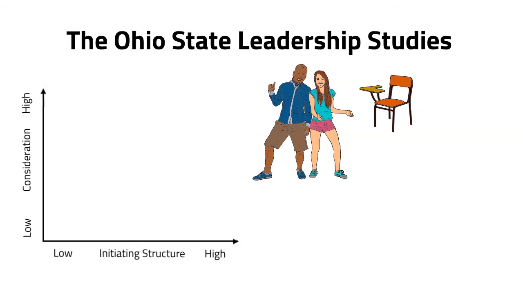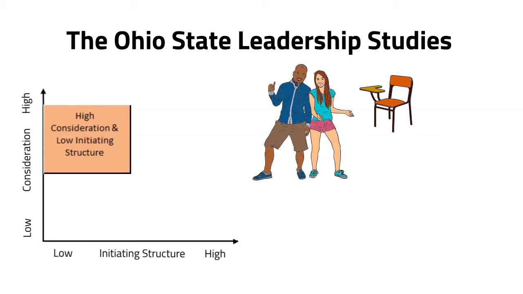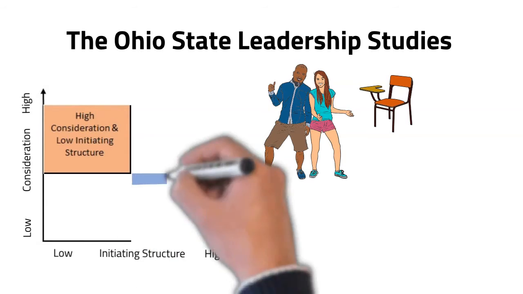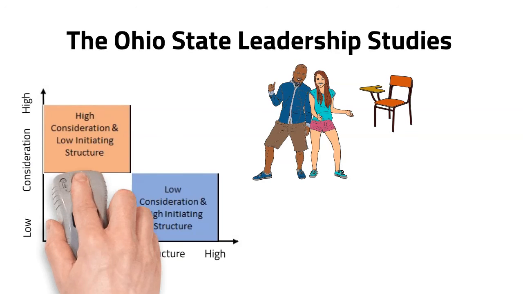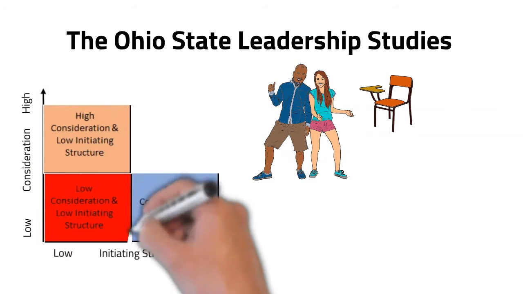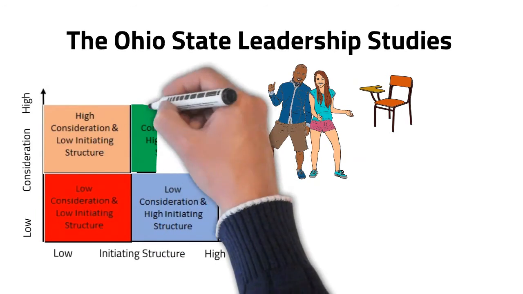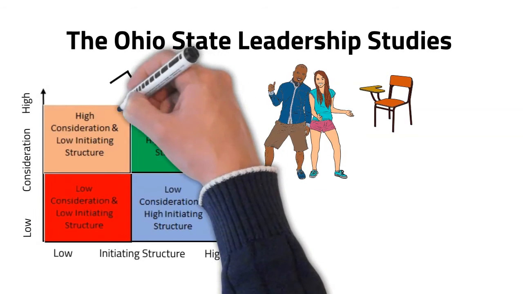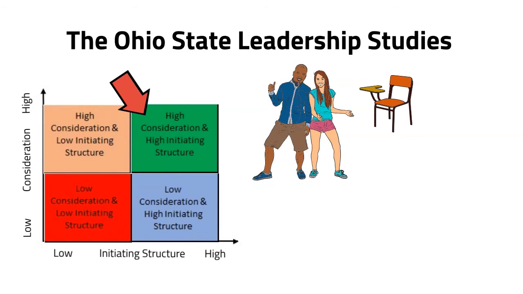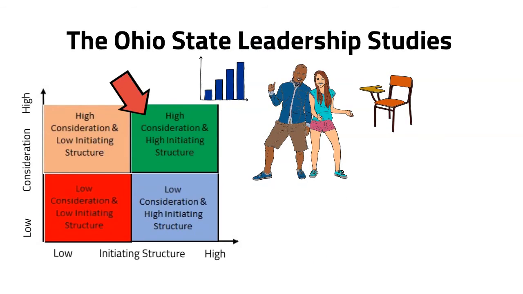1. Low initiating structure with high consideration behavior. 2. High initiating structure combined with low consideration behavior. 3. Low levels of both behavior categories. 4. High levels of initiating structure as well as high levels of consideration behavior, in combination. According to the Ohio State Leadership Studies, the combination of high initiating structure and high consideration behavior results in better outcomes for organizations and businesses. Thus, leaders should aspire to display high levels of both behaviors.